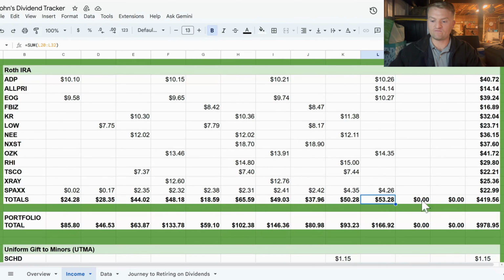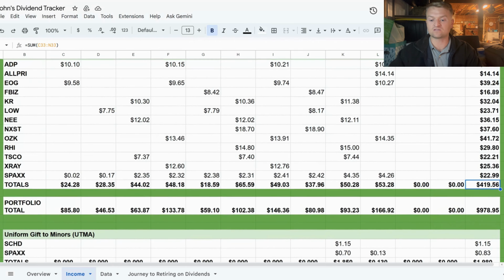So again, like I said, we made $53.28 for the month. And then for the year, we have yielded $419.56 of tax-free dividends, which is pretty awesome.